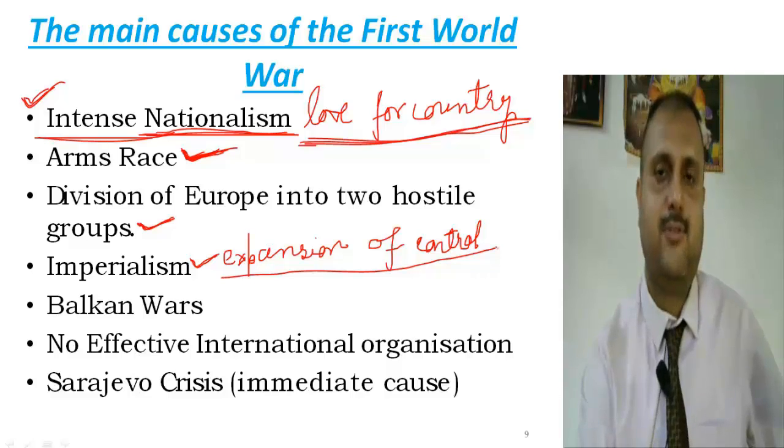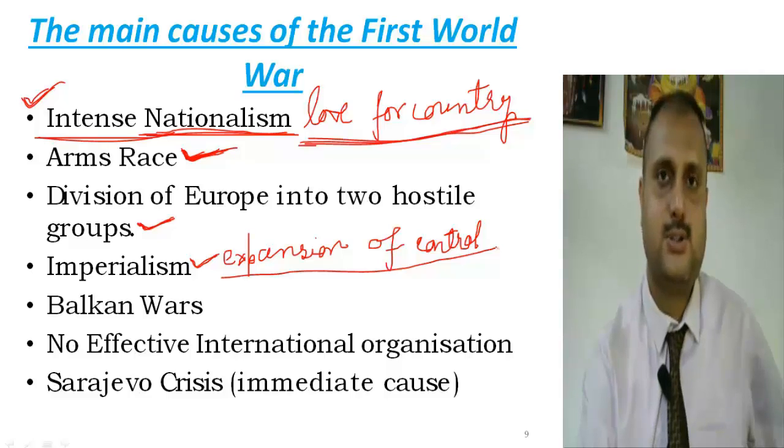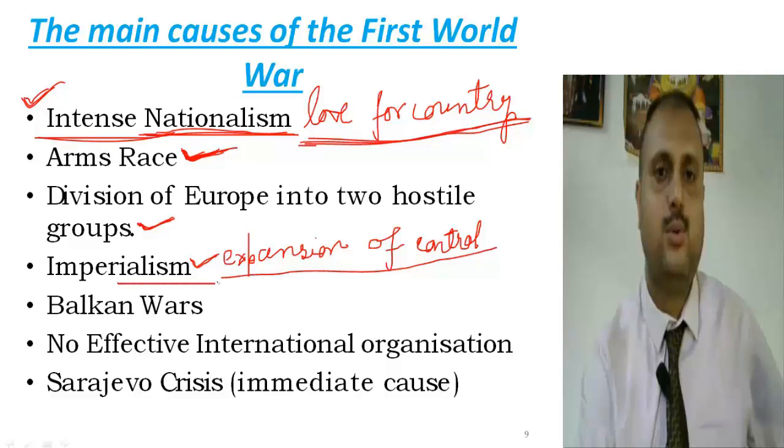Like before independence, the British were ruling over India. So the British were called an imperialist country, and we were under the colonial rule of the British Empire. So imperialism means expansion of a country's control over another country.